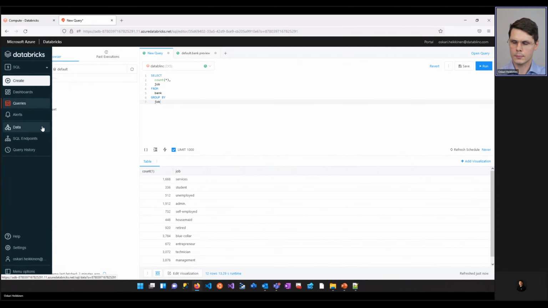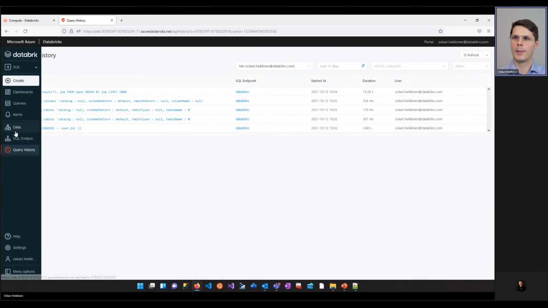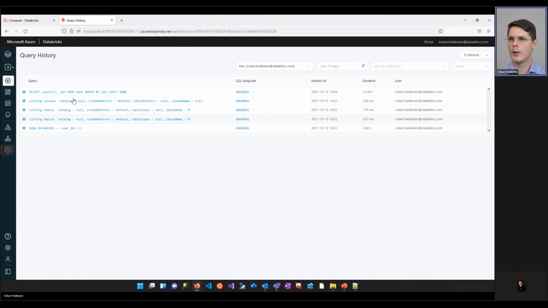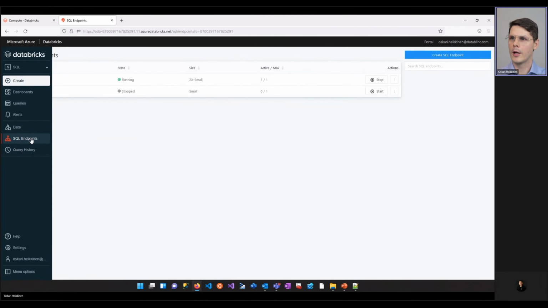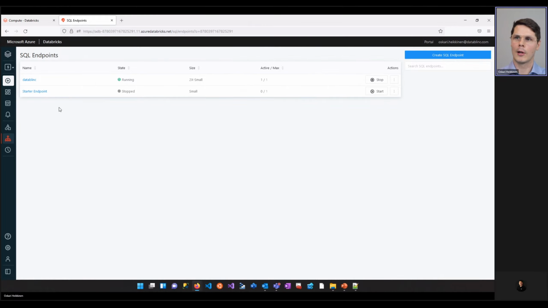And then what you have available as well, which is really neat from performance perspective, is the query history. So you can see all the queries that have been run against the cluster. And this doesn't just apply to queries that I run here locally. This also will capture queries coming in, for instance, from Power BI. So you can easily see which queries take longer period of time and which could be improved in one way or another. SQL endpoints is how clusters are called on Databricks SQL.